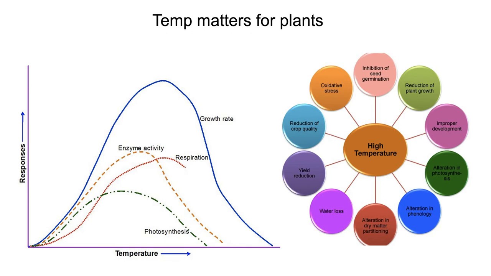So I want to reiterate that temperature matters for all organisms, and that's true not just for animals, but plants as well. This graph looks at how temperature affects different important organismal responses in plants, whether we're talking about growth rate, the activity of particular enzymes, or the ability of this plant to respire. Remember, plants also do cellular respiration to produce ATP and energy. And plants also, of course, do photosynthesis.